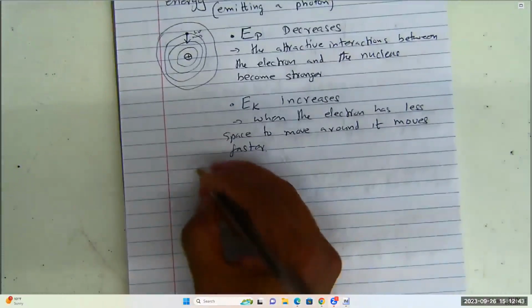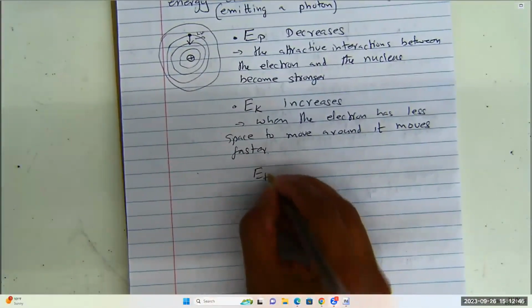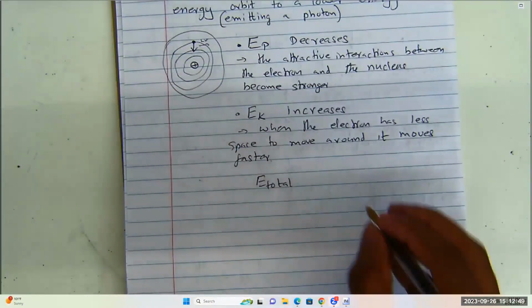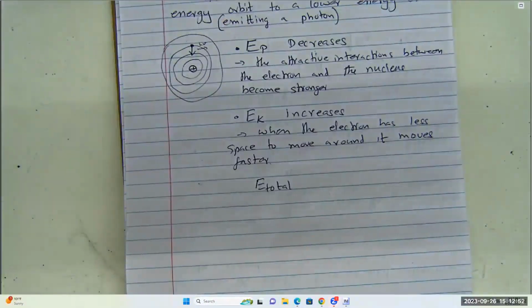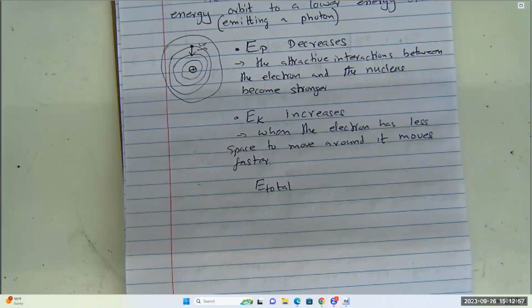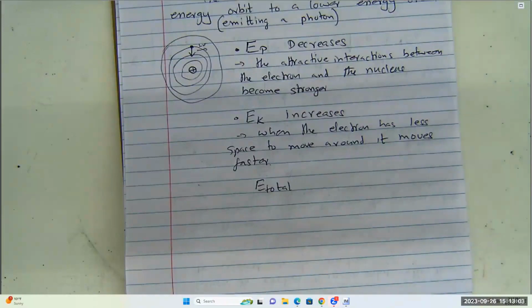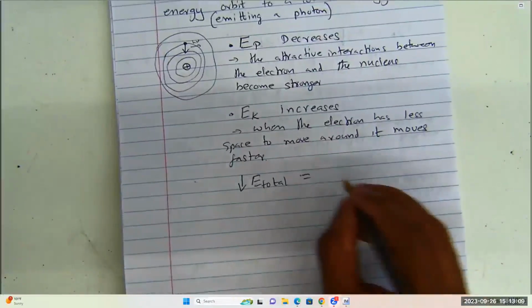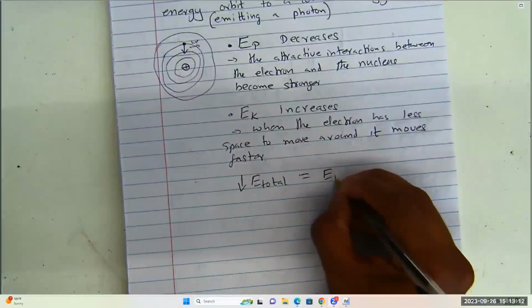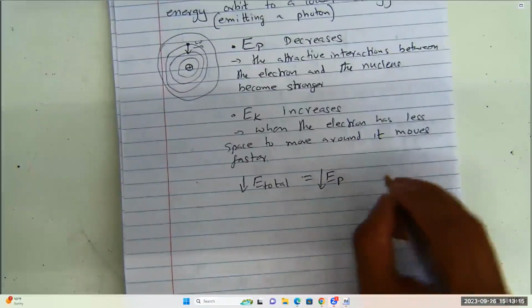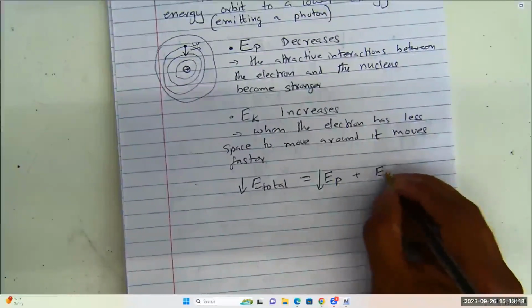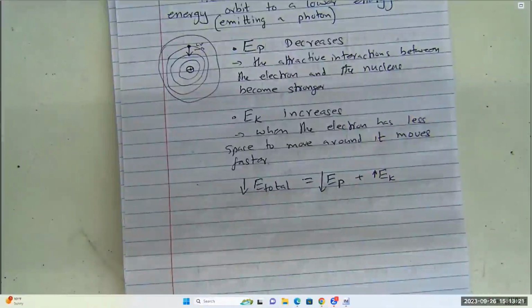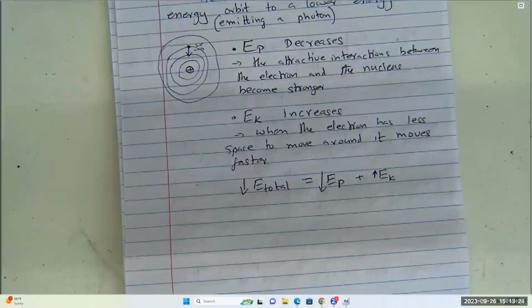Now the total energy, E total. What can you tell me about the total energy? Must it increase or decrease during emission? It should decrease. Why? Because we're emitting a photon. We're emitting light. We're emitting energy, so we are decreasing energy. The total energy of the system decreases, because the decrease in the potential energy is much more than the increase in the kinetic energy. Therefore, the total energy goes down.